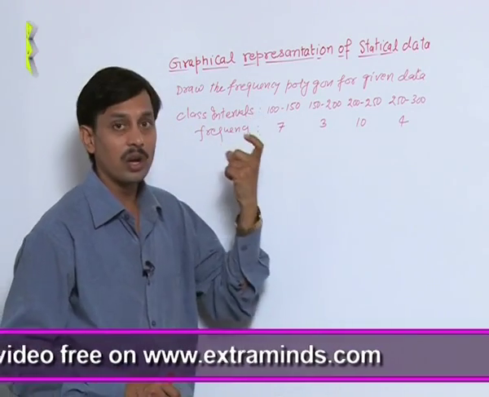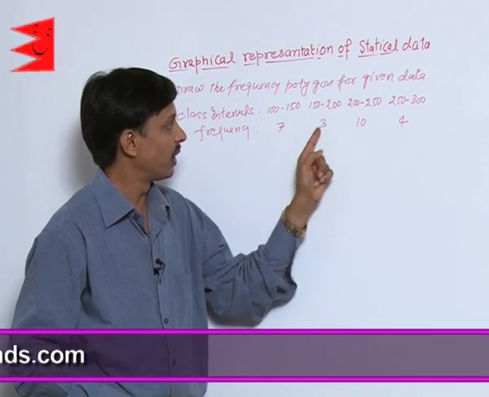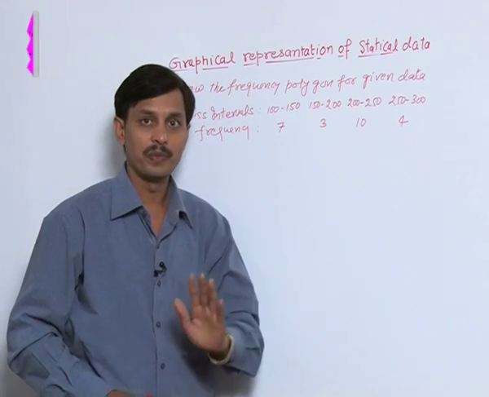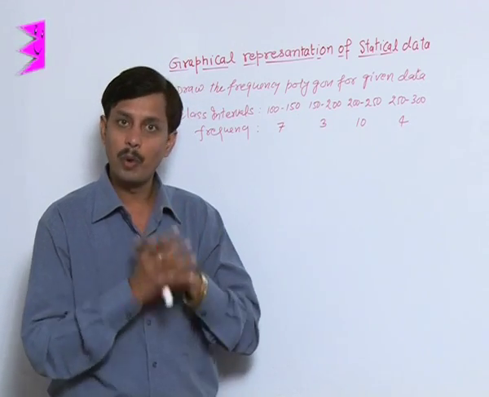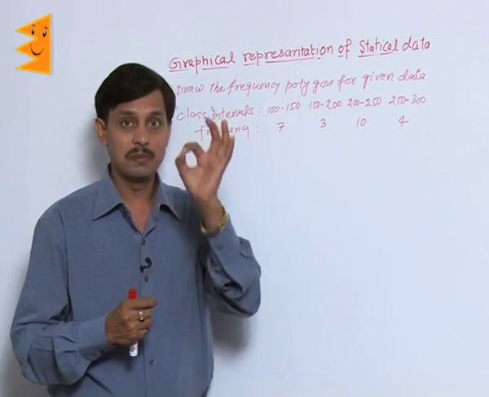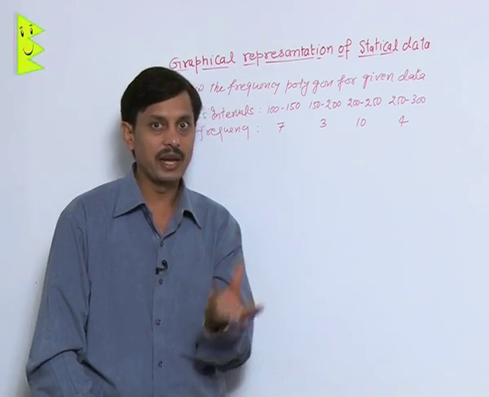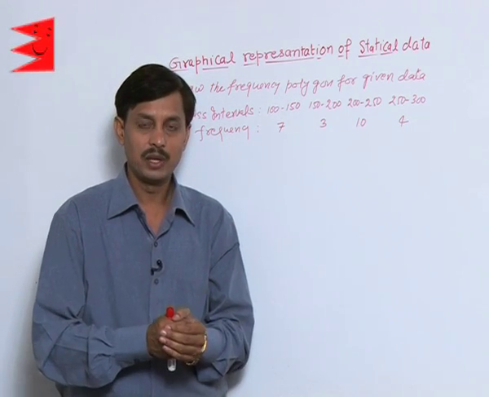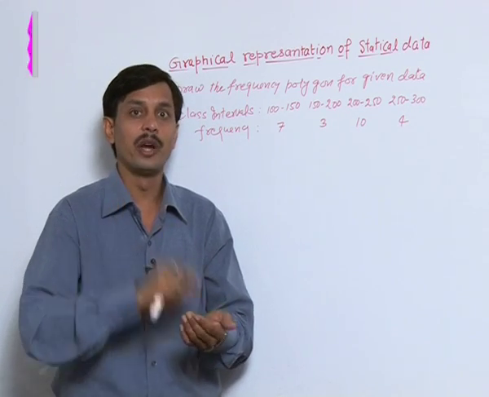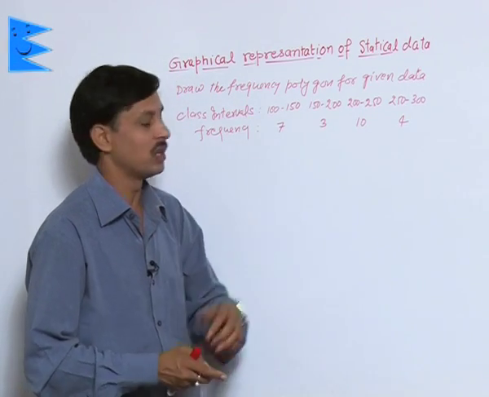Class intervals for some observation: 100 to 150, 150 to 200, 200 to 250 is 10, 250 to 300 is 4. In fact, a frequency polygon is always made with the help of class marks and their corresponding frequencies. When class marks and corresponding frequencies are taken together, their points are represented and joined, and the polygon so obtained is known as the frequency polygon.